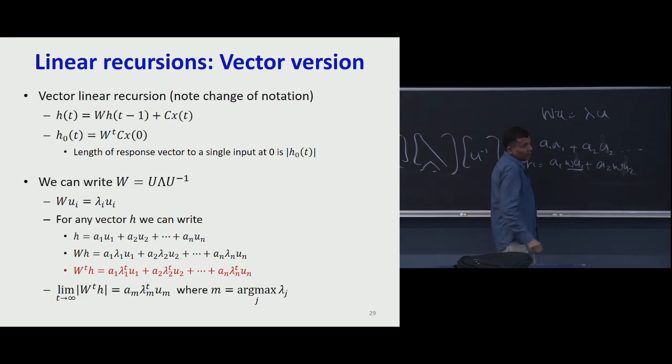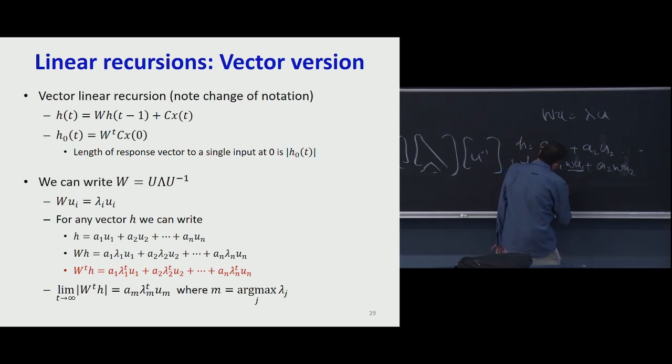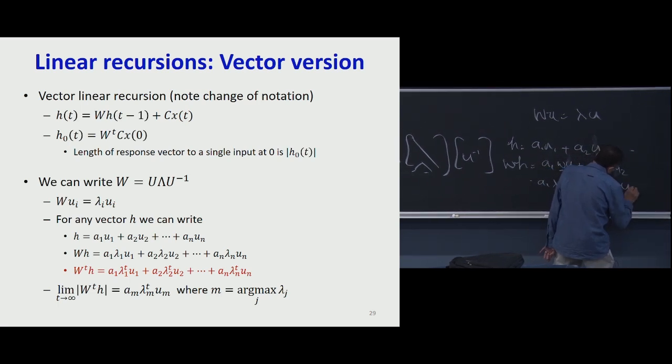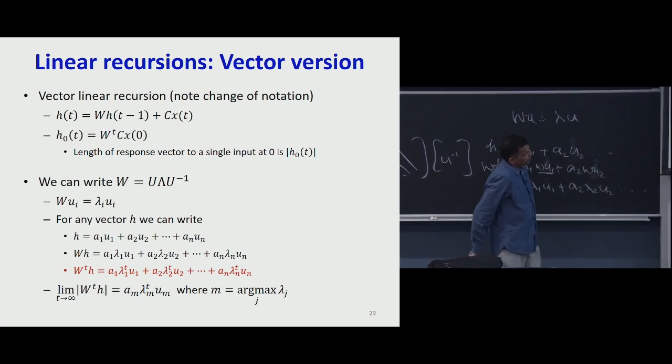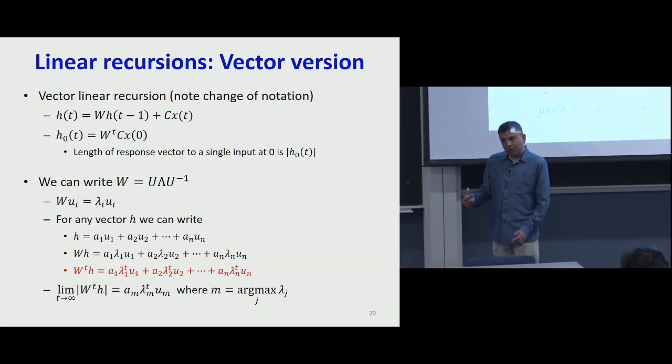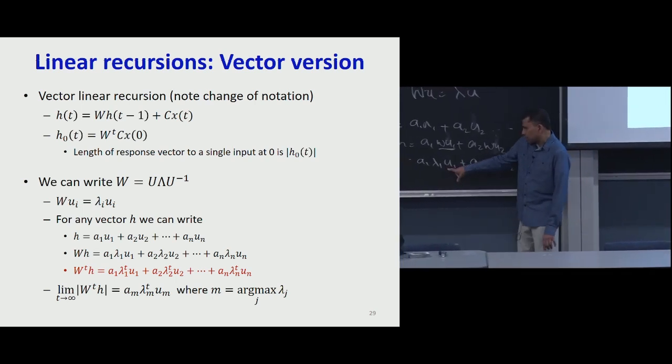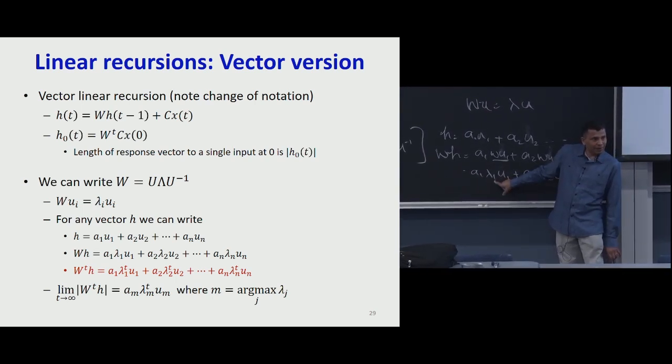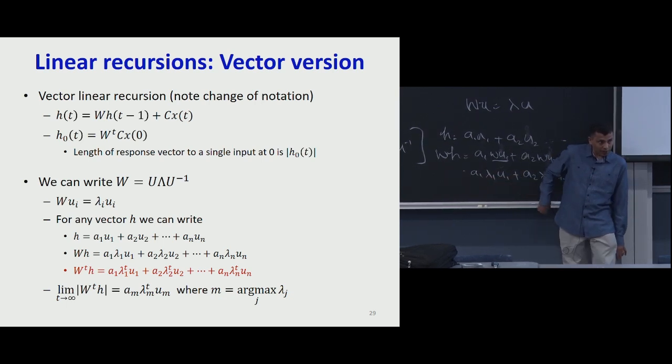But what is W times u1? Because u is an eigenvector, it's simply lambda 1 times u1, right? So this is simply going to be a1 lambda 1 u1 plus a2 lambda 2 u2 and so on. Every time I multiply by W, all that happens is I get an extra lambda in each term. If I multiply again by W, that's a1 lambda 1 squared u1 plus a2 lambda 2 squared u2 and so on.